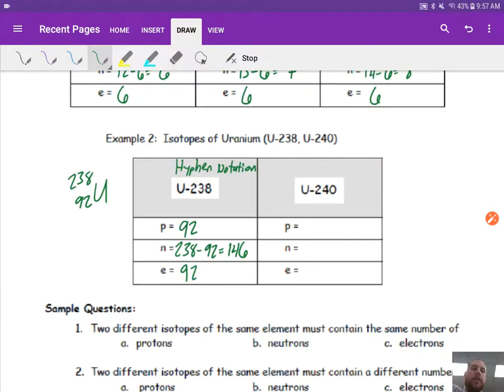Same idea over here with uranium-240. Protons stay the same. There's no charge, so my electrons stay the same. And then I'm going to calculate my neutrons. So take 240 minus 92, and I get 148.